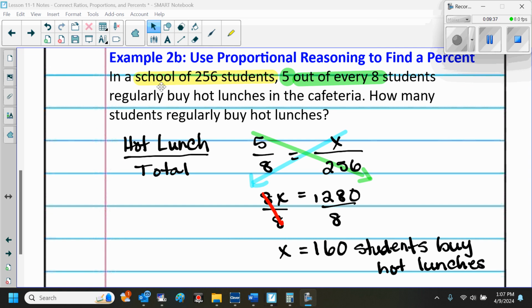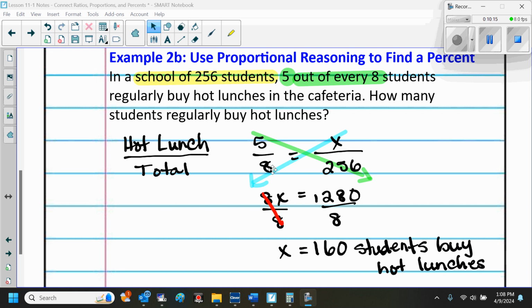All right, so it says there are 256 students at the school. That's important for us to highlight. 5 out of every 8 students regularly buy hot lunches. So the 5 is the people who buy hot lunches, and 8 represents the total. Is everybody clear with that? So I put hot lunches to total. That's 5 to 8. And then over here, we have 256 total students, so that's the whole, or the base, right? And then we're going to solve for the part that buy hot lunches.